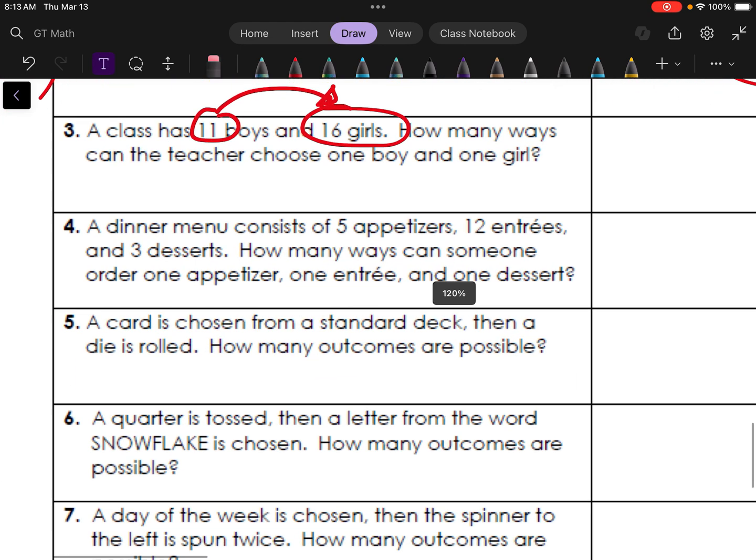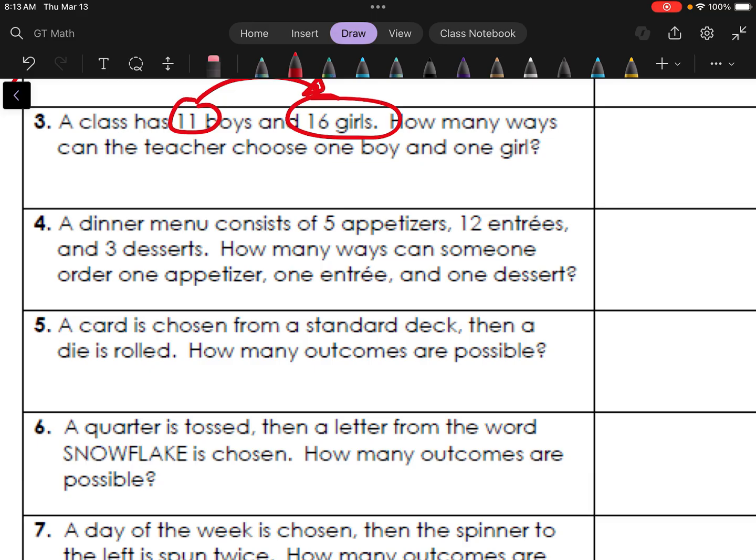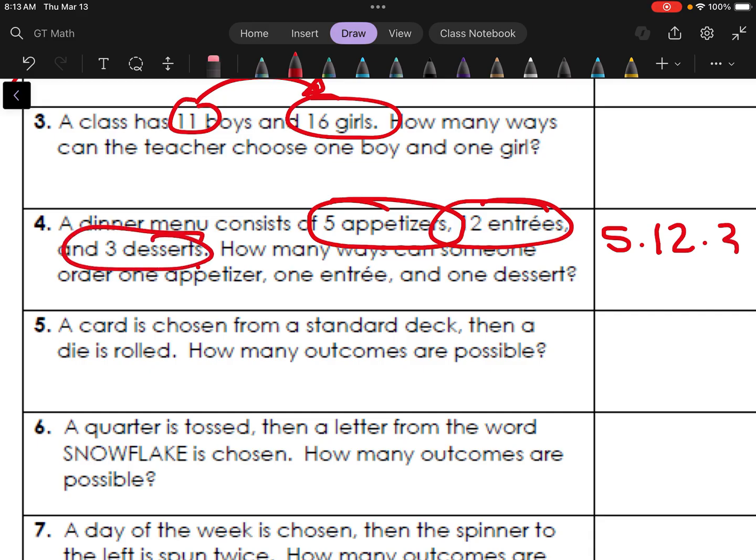Here you got one. So this one, you have a dinner menu consists of 5 appetizers. So there's event 1. You can choose 5 appetizers. 12 entrees. So now you're going to have to multiply that by 12. And then 3 desserts. So we have 3 different events. 5 times 12 is 60. 60 times 3, 180 different choices. Okay.